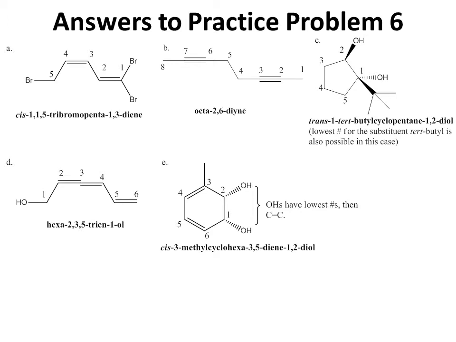In part F, we have an 8-carbon chain. This is a mixture of carbon-carbon double and triple bonds. There are 2 carbon-carbon triple bonds, so that's a diyne, and 2 carbon-carbon double bonds, so that's a diene. Remember that you give the lowest numbers to the carbon-carbon double bonds if possible. So this would be an octa-1,5-diene-3,7-diyne.